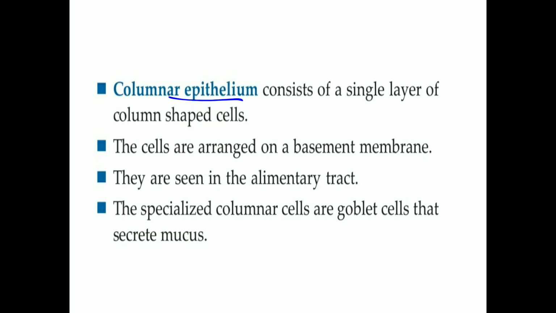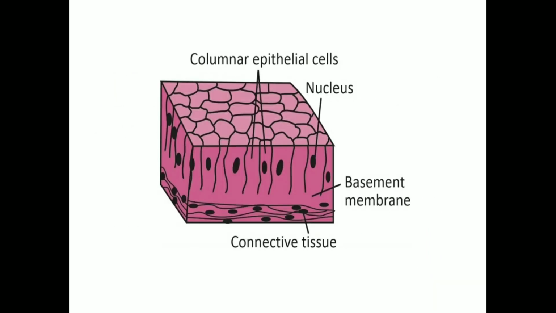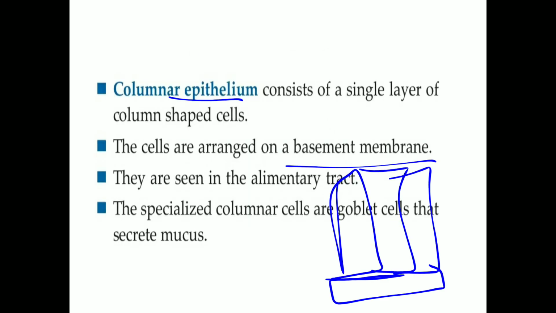Next is columnar epithelium. It consists of column-like cells, long cells arranged on a basement membrane. You can see that here. They are long column-like cells lining the basement membrane. They are seen in the alimentary tract, the digestive tract. Example, in the stomach and the small intestine, the inner lining of the intestines is formed of columnar epithelium.